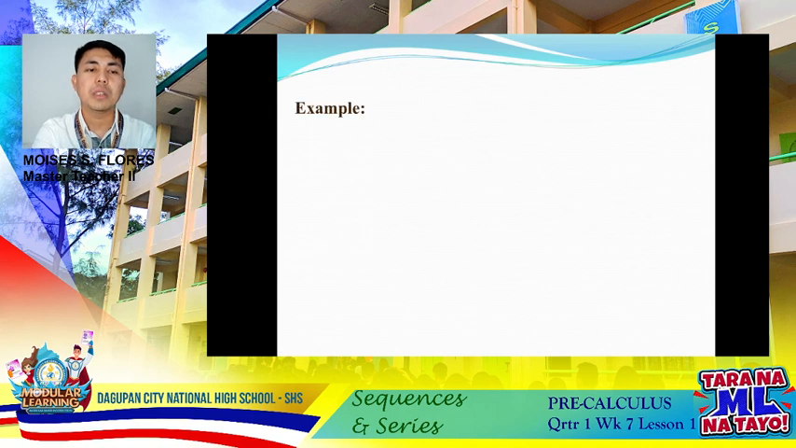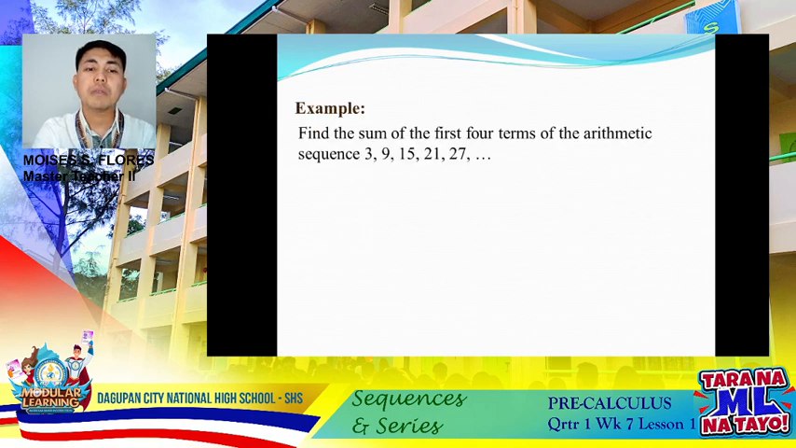Let's have an example. Find the sum of the first 4 terms of the arithmetic sequence, which is 3, 9, 15, 21, and 27. We identify our common difference: 9 and 3, 15 and 9, 21 and 15, 27 and 21.